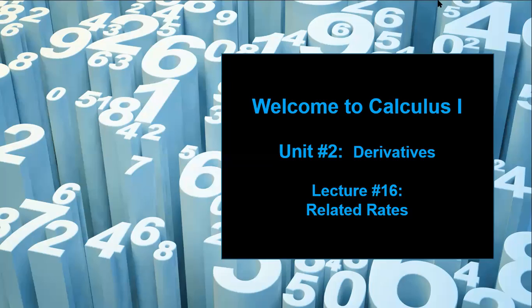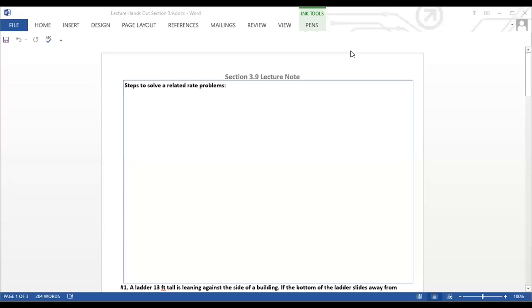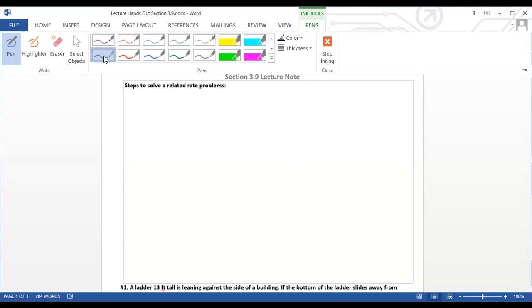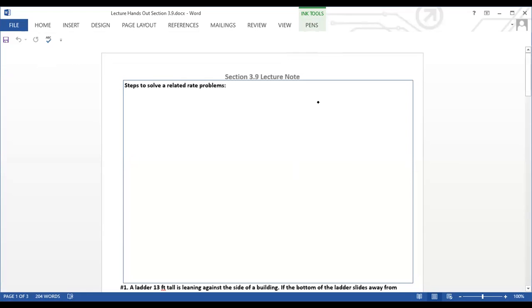Let's go ahead and go to our lecture notes and see what is in related rates here. So what is a related rates problem? You are given one or two rates of change, and then you are asked to find the rate of change of some other quantities. That's what we call related rates. So it's an application.